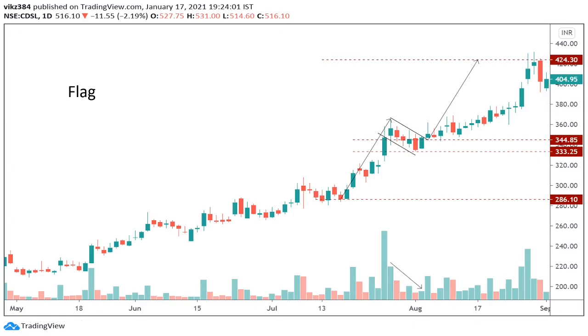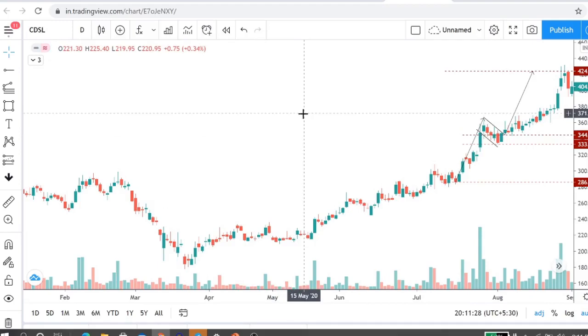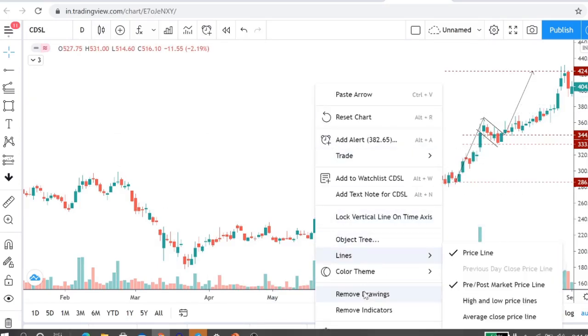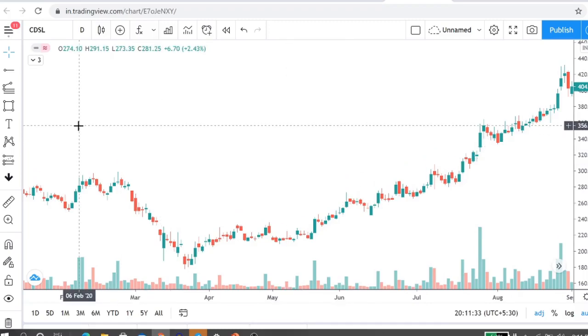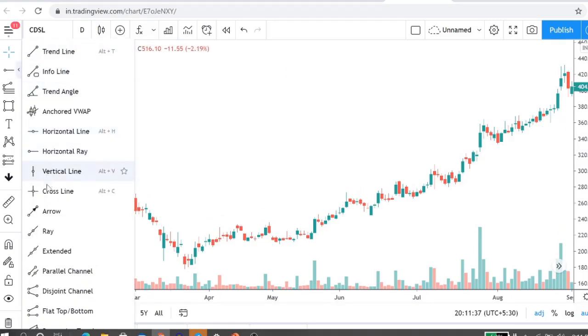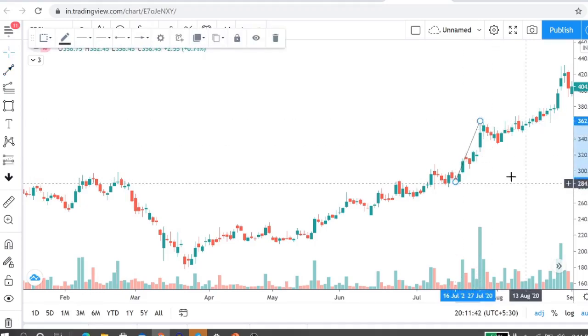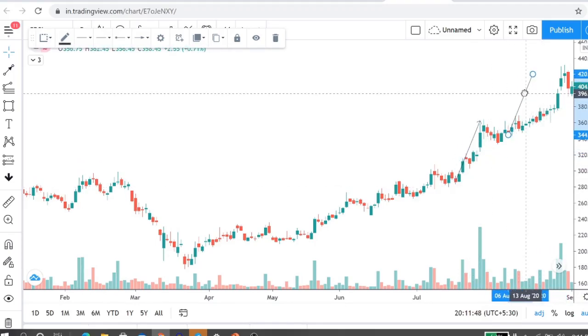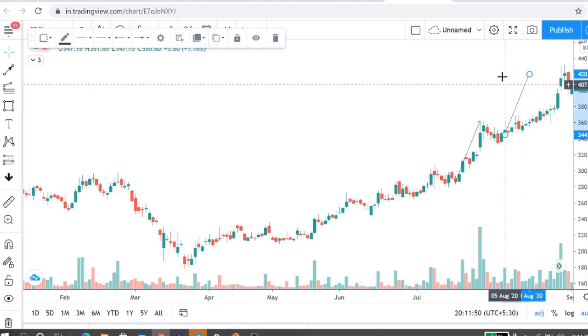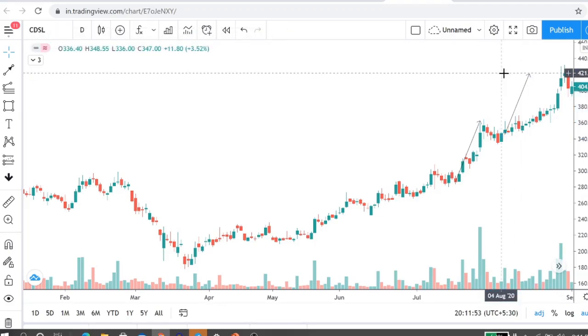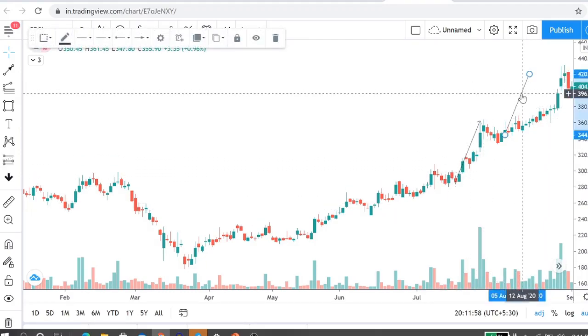Let's move on to TradingView and see how we can do this in TradingView and how the targets can be found. Okay, let's consider the same chart, that is CDSL. I will remove all the lines from here and then let's start from scratch. So one possibility is that you draw the pole from here, then copy paste it, that is Ctrl C Ctrl V, and then from the breakout point you put it here and then mark your target from here. But this becomes a little cumbersome as it involves a lot of steps.